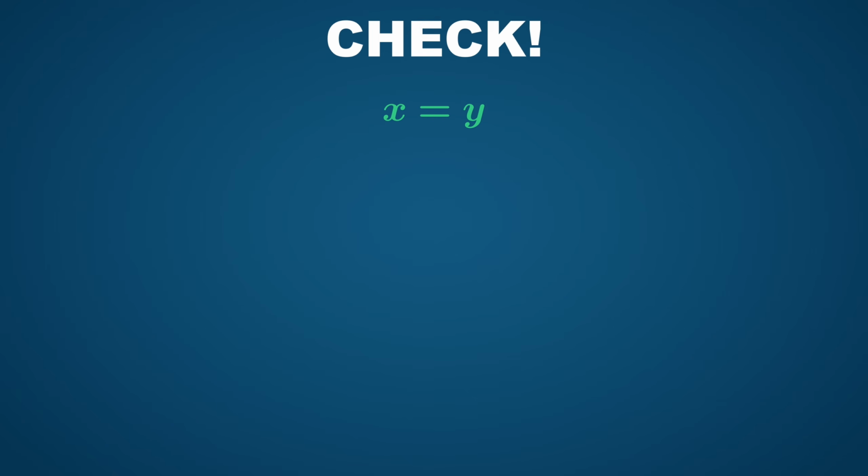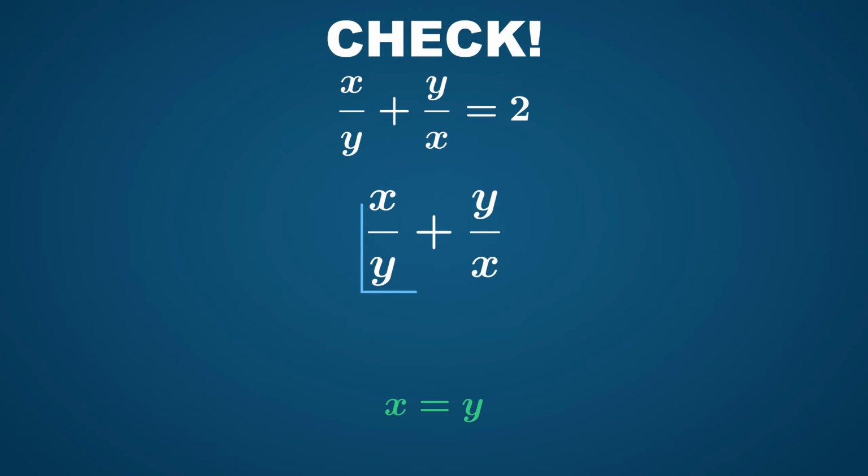We formally verify our result to guarantee correctness. We take our proposed identical solution and substitute it directly back into the original starting equation to ensure it produces a true statement. The original equation is x divided by y plus y divided by x equals 2. We substitute the variable x with the variable y everywhere it appears.